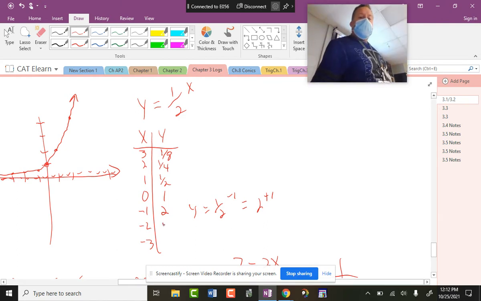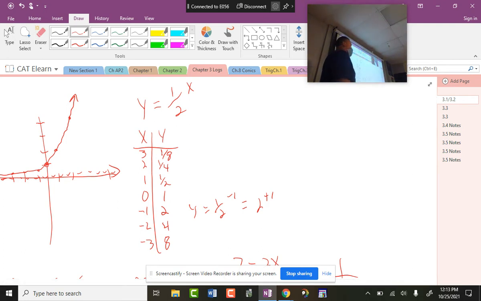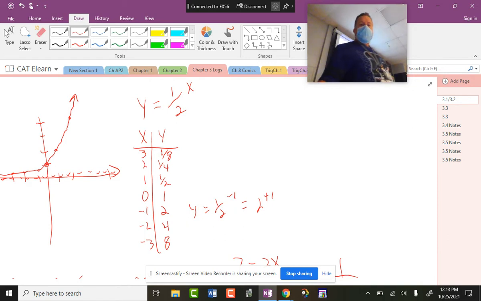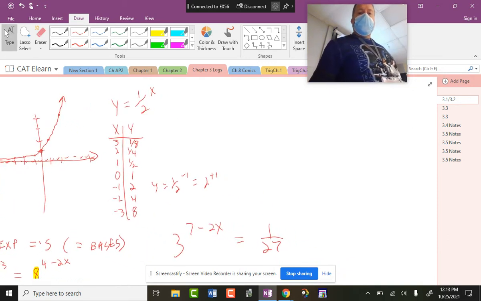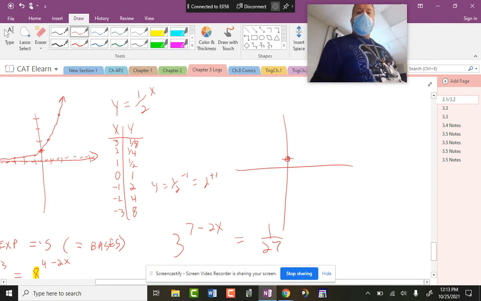1/2 to the -2nd is 4. 8. Because it flips 1/2 to make it 2, and then that becomes 2 to the 3rd. So this graph looks a little different than the other one. This one, 0, 1, still the point, but now these are where the small values are. And this is where the values are larger. And again, I'll just do -2, 4 to show that.